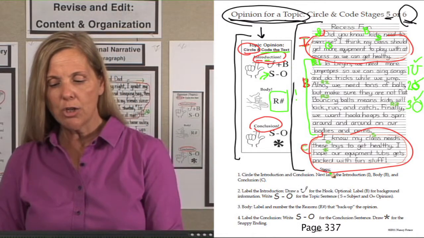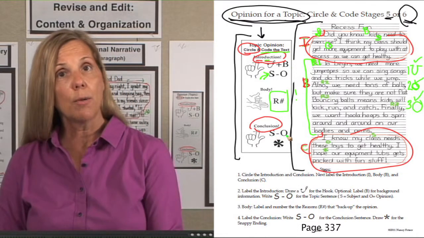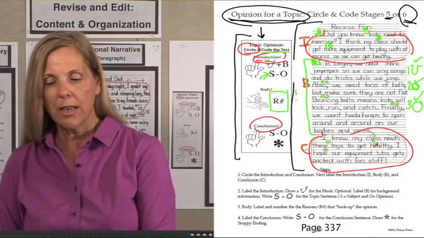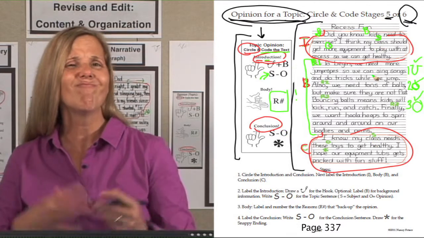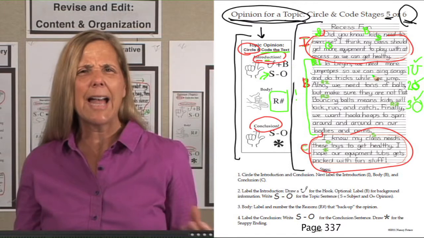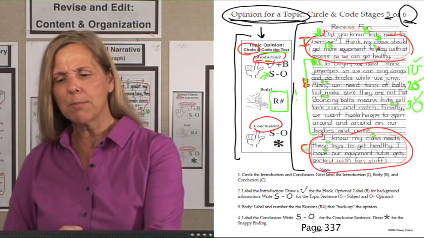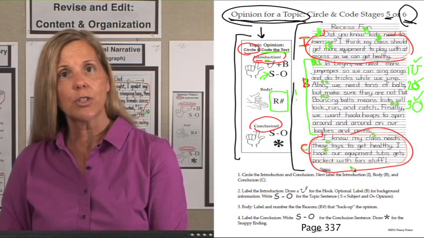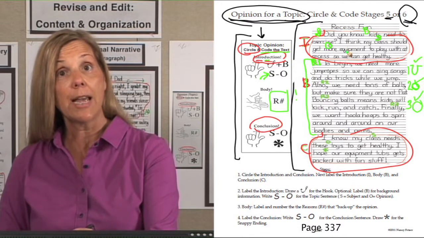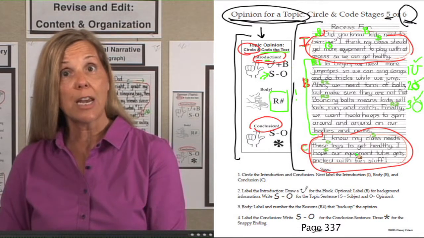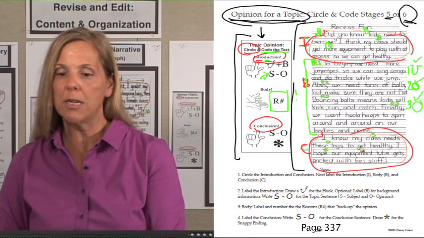Finally, we go to the conclusion. S, opinion. Subject, class. What did I say up here? Class. I'm not sure another way to say that, and it's okay if sometimes you repeat the same words in your opinion at the beginning and in your conclusion statement. But the next part should be different.